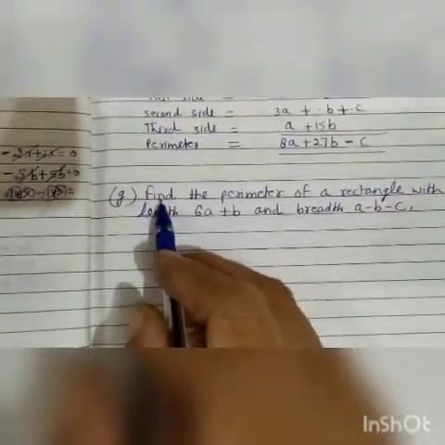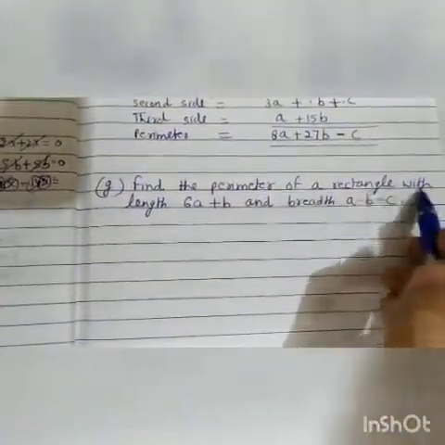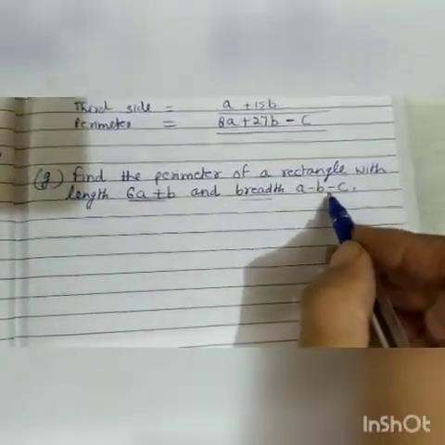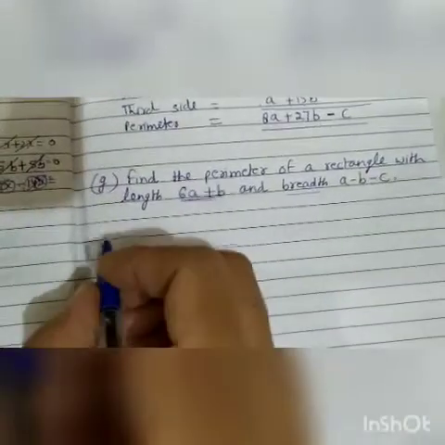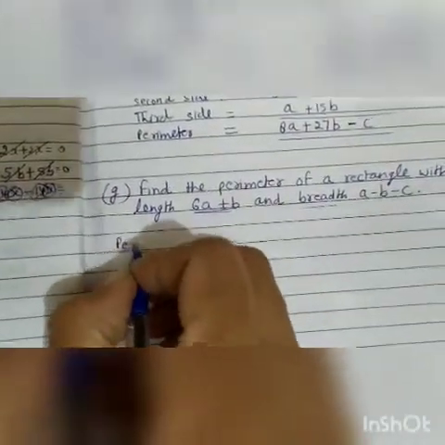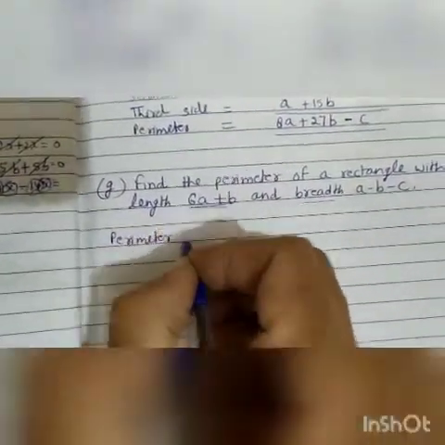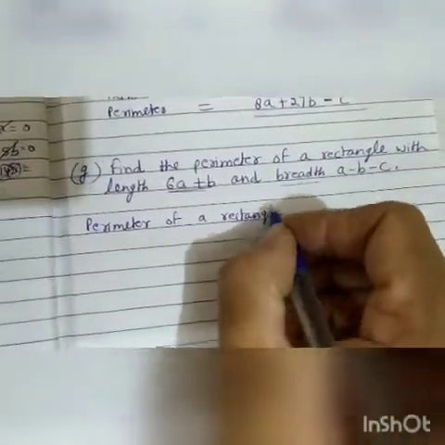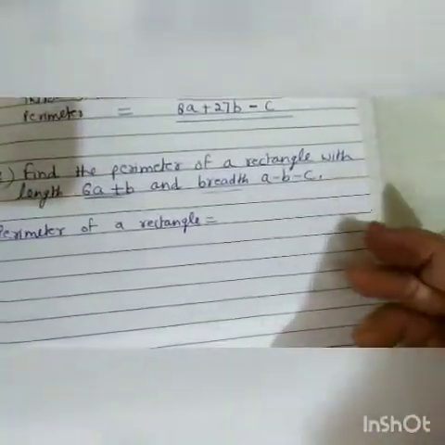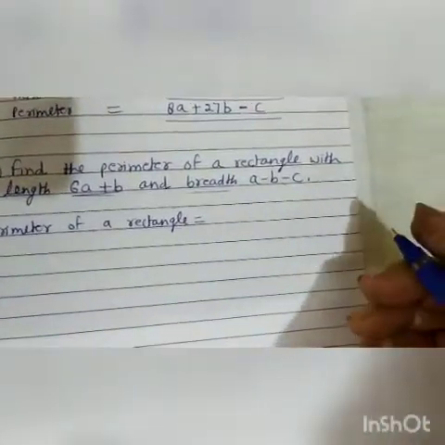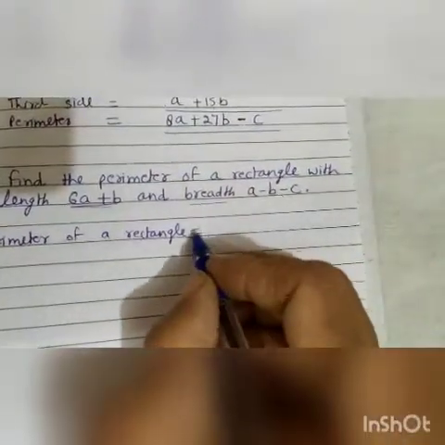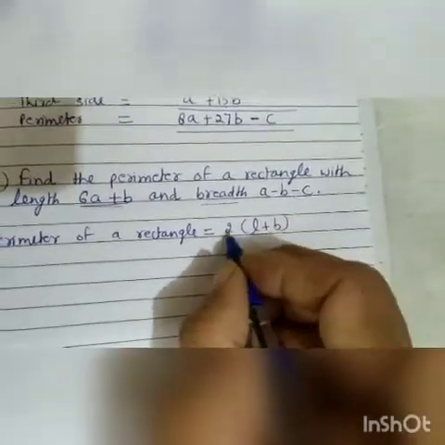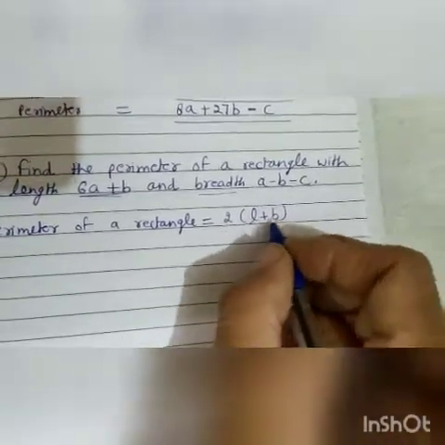Now G. G is find the perimeter of a rectangle with length. This is the length of the rectangle and this is the breadth of the rectangle given. So what is the formula for the perimeter of a rectangle, students? I don't know whether you have learned it or not. I think all of you have forgotten. It is 2 into L plus B. 2 into length plus breadth.